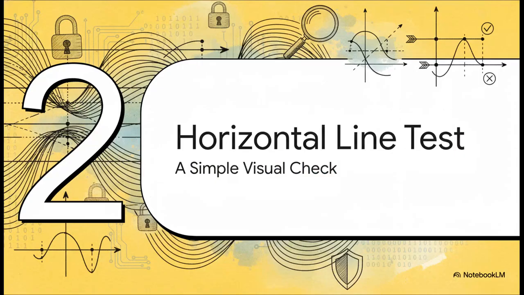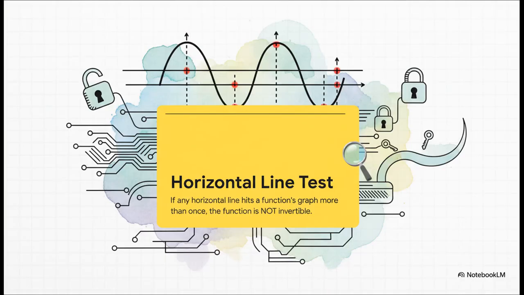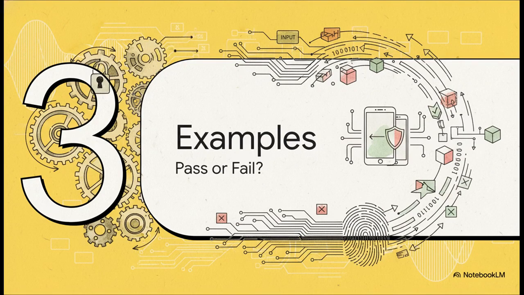Okay, that's the theory, but how can you actually spot one of these special functions just by looking at its graph? Turns out there's a super simple visual trick for that. It's called the horizontal line test. And the rule couldn't be simpler. If you can draw a single horizontal line that crosses the graph in more than one place, the function is not invertible. And why does that matter? Because it means that one output value could have come from a few different input values, which creates that messy ambiguity we talked about.